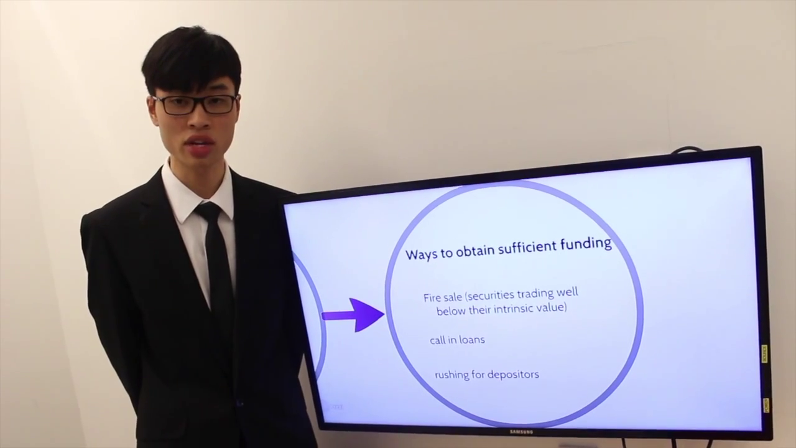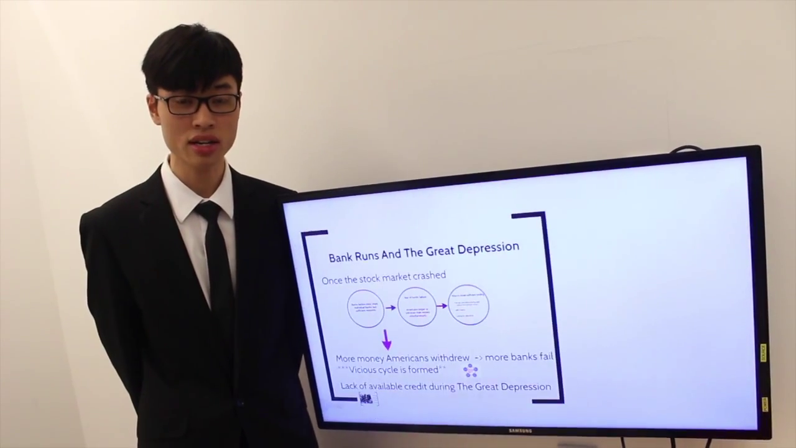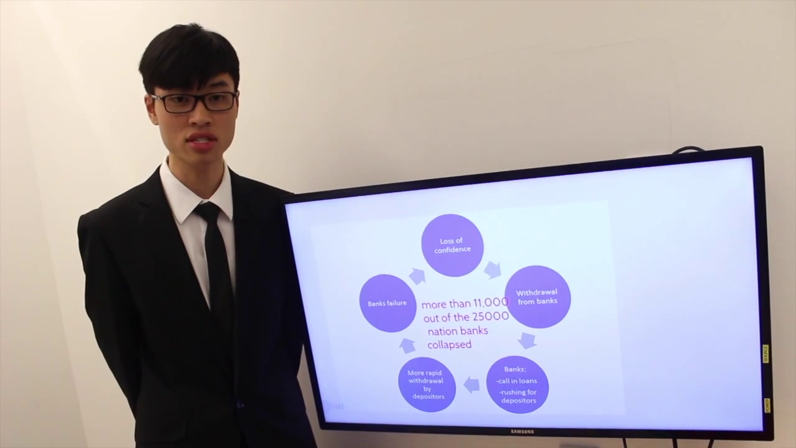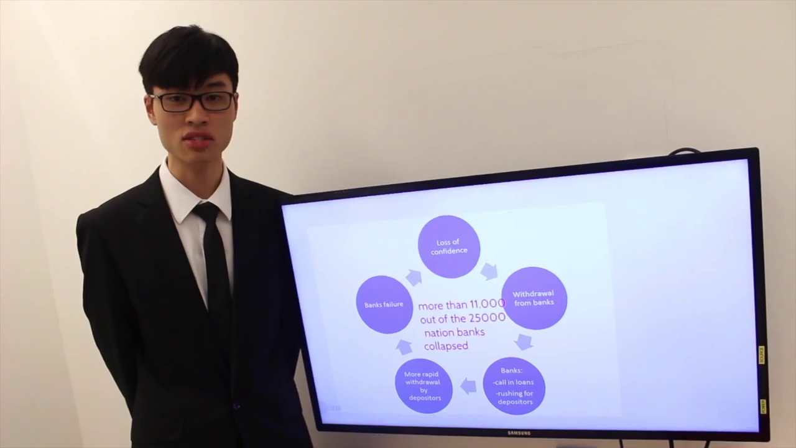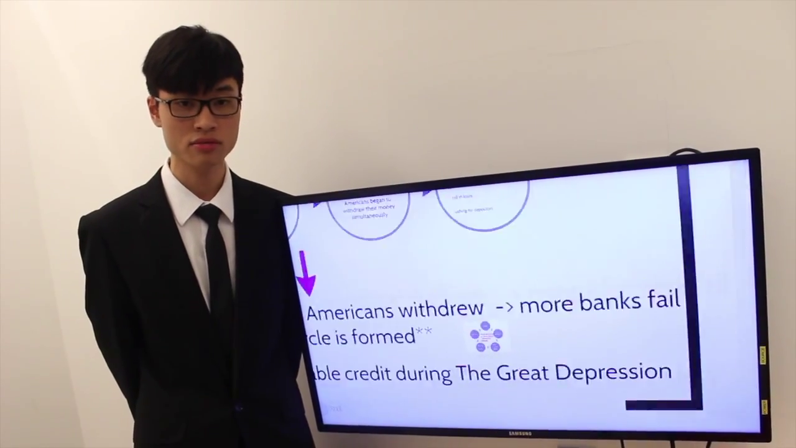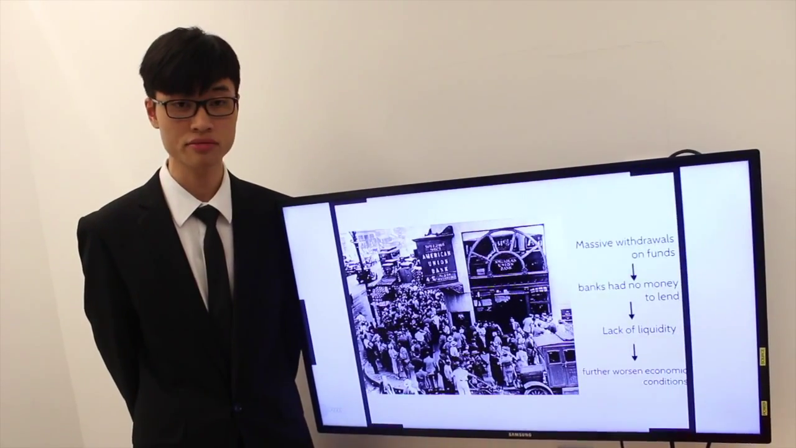By 1933, more than 11,000 out of 25,000 national banks collapsed. This hit Wall Street badly. And here is the summary.